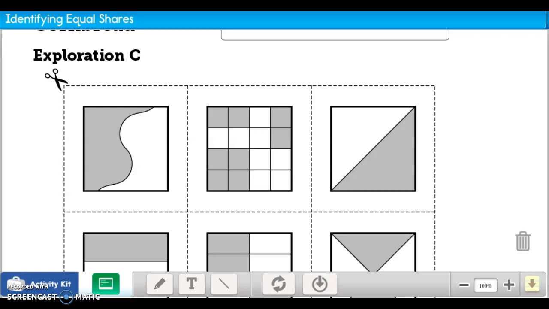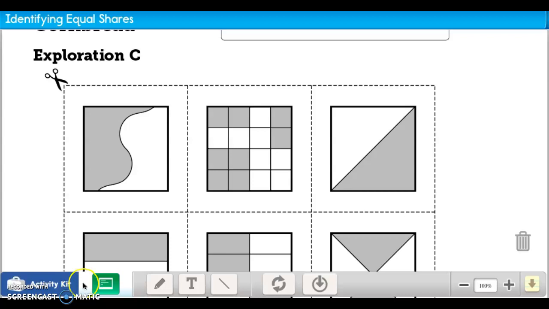This exploration is on Everyday Math slide 4. You can either watch this or go to their slide 4 and you'll see these shapes. What we're doing is looking for equal shares.